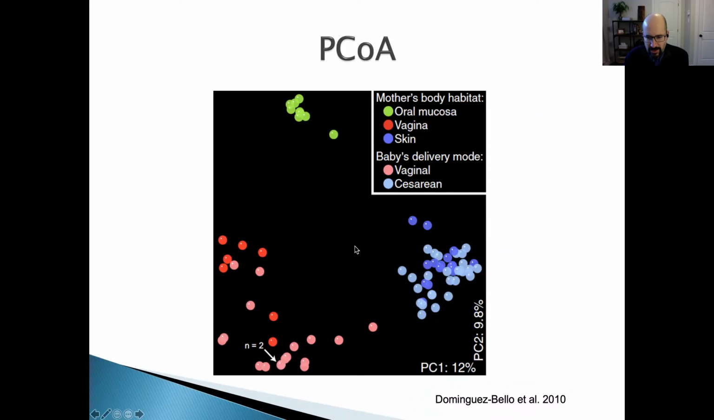And further studies show that they also had the bacteria from the hand of the nurses that were helping with the delivery. So it is a very nice way to visualize the clustering of the different types of bacteria in this study.